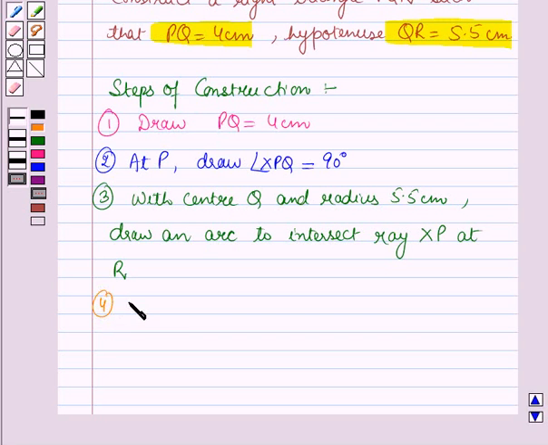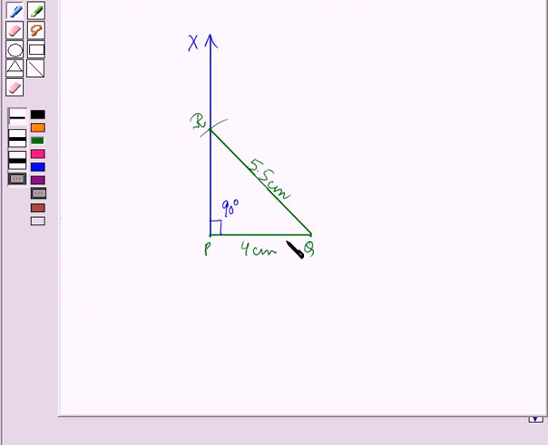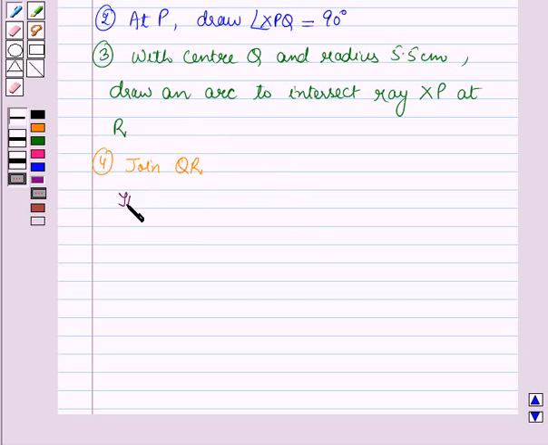Now in the next step, draw QR. So we have joined QR and thus we are getting the required right triangle PQR, in which angle P is 90 degrees, the side PQ is 4 centimeters, and the hypotenuse QR is equal to 5.5 centimeters. Thus, the triangle PQR is the required triangle.